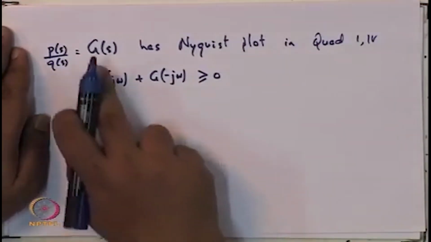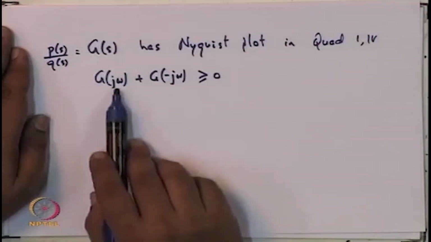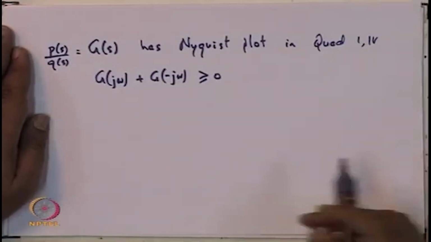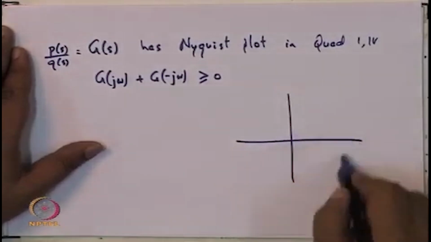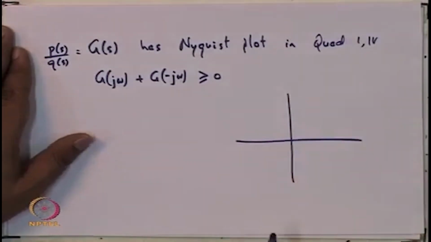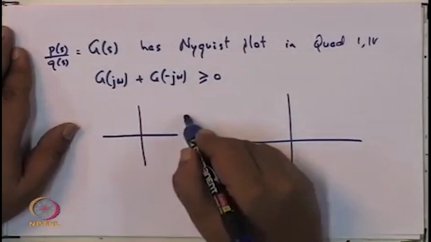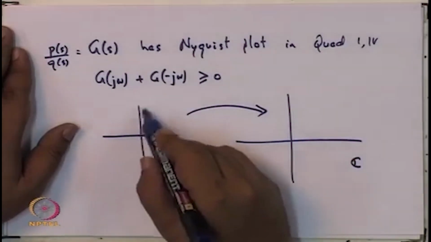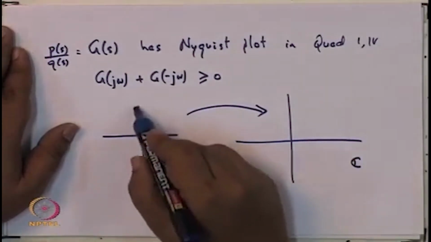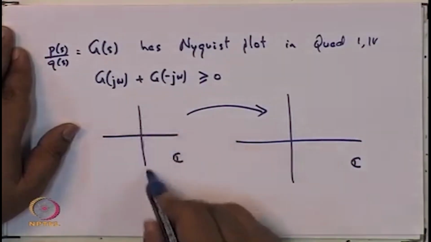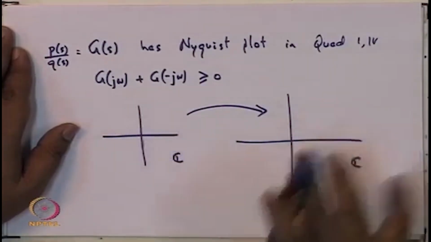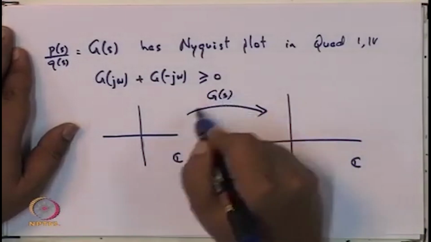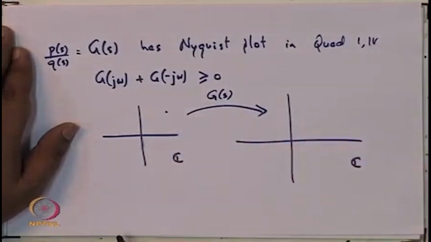So, that means when you evaluate the transfer function along the imaginary axis, the image of the imaginary axis lies in the right half of the complex plane. Now, of course, we have this map from the complex plane to the complex plane, and what we are saying is that the image of the imaginary axis is something that lies in the right half of the complex plane. This map here is G(s). So, any point s here goes to G(s) there.